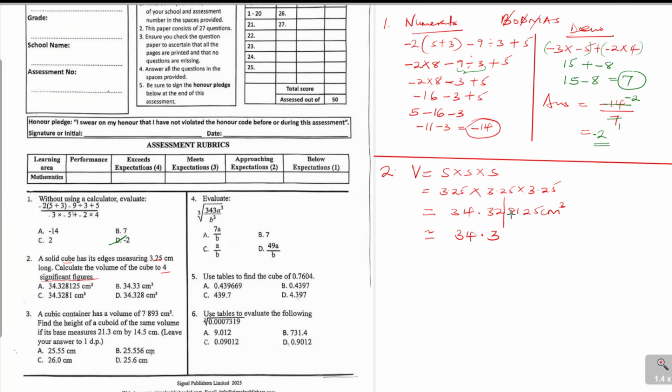You have 34.3. Now check the next number after the 2. If it is 5 or more, you add 1 to the 2. If it is less than 5, you just leave it as 2. Now that this is 8, you add 1 to the 3. So you get 34.33 centimeters cubed. So that is question 2. Let's go to the next question, question 3.